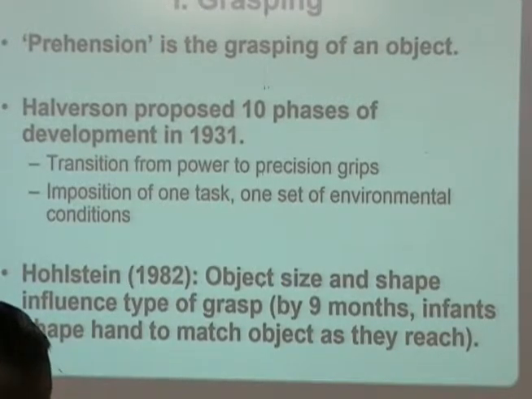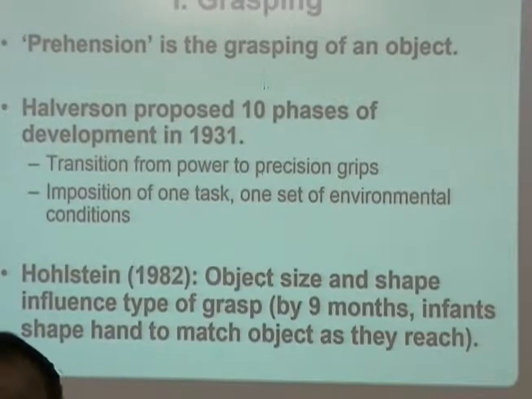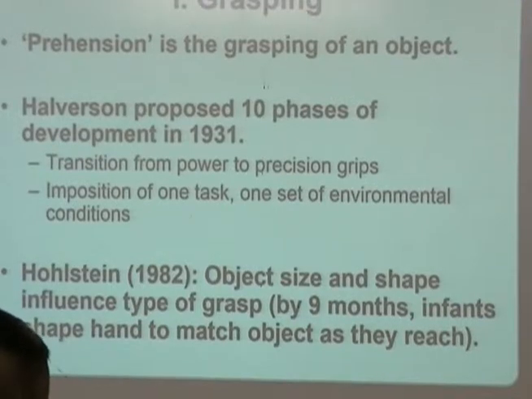And there was a lot of research done on grasping back in the early 1900s, right? Because they felt it was an interesting way to look at what the brain was doing. So early on, a lady called Lois Halverson looked at young infants and grasping, and she came up with 10 developmental steps that she thought she saw on a regular basis for grasping.